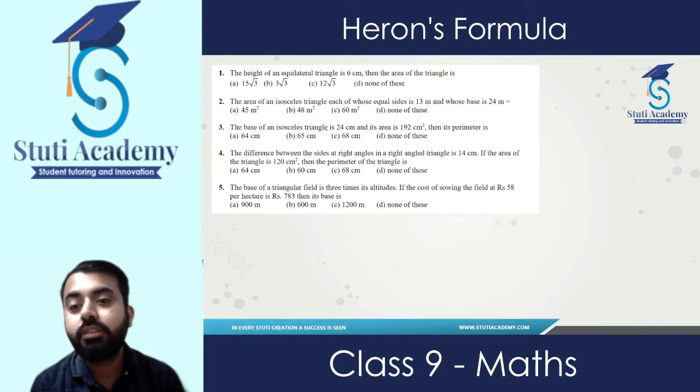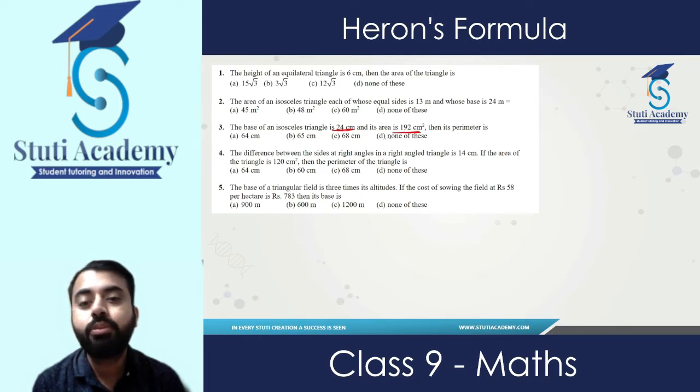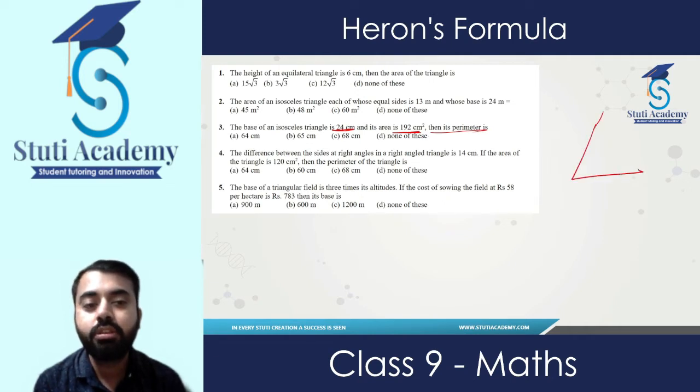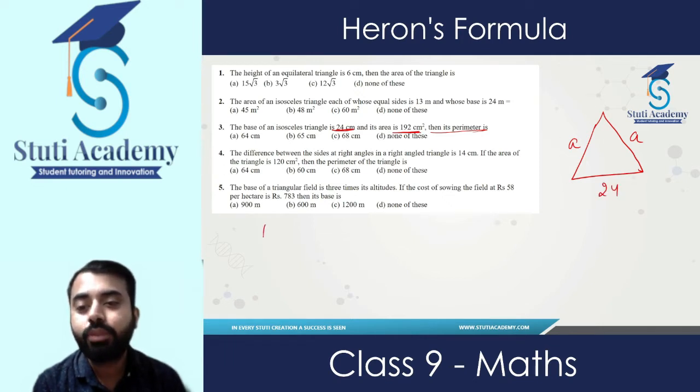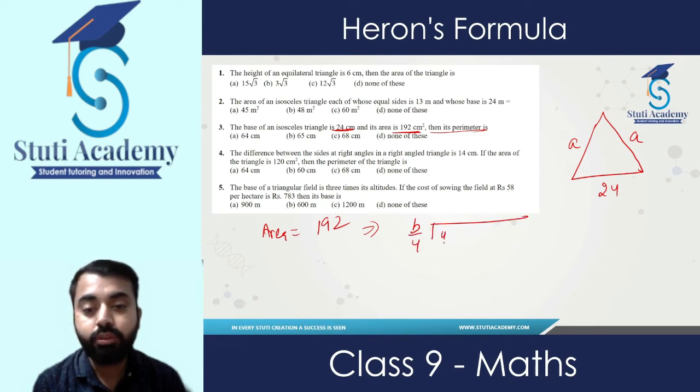The base of an isosceles triangle is 24 centimeters and its area is 192 centimeters square. Then its perimeter is. Again, you have a similar question, but in this you have been given the area, you haven't been given the equal sides. Let's say our equal sides are A and its base is 24. I have been given that its area is 192. I know its area is base by 4 square root of 4a square minus b square.